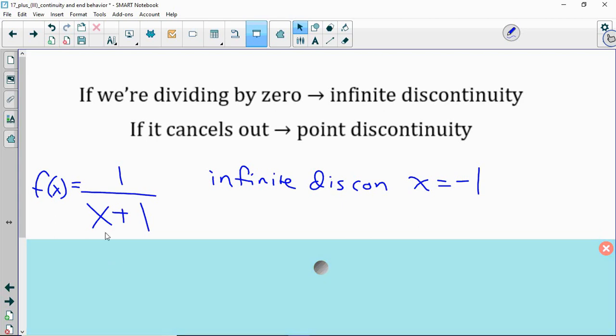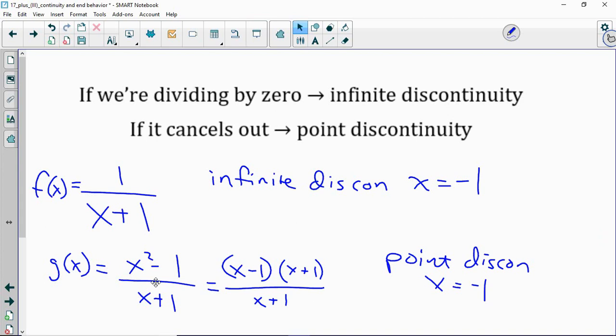Where? Well, where would my denominator give me 0? Well, that would be if x is equal to -1. Here, I could factor this numerator to get this, and then I see, oh, you know what? That x plus 1 cancels with that one in the numerator. So I'm still going to have a discontinuity at x equals -1, but this time it will be a point discontinuity instead of an infinite discontinuity. So it's all just about factoring and canceling. If you can cancel, then it's a point discontinuity. If you can't cancel, then it's an infinite discontinuity.